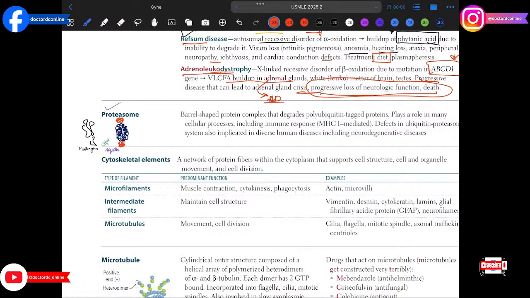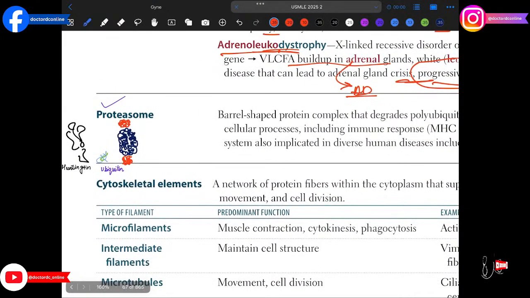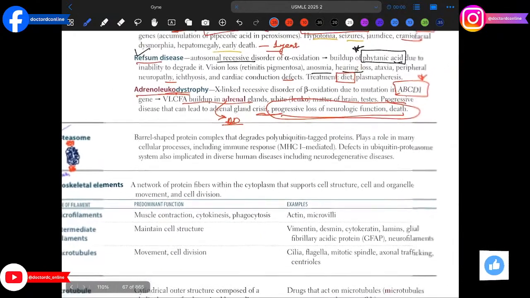The proteasome is a large complex of proteins whose function is to degrade other proteins into small fragments about 8 amino acids long.